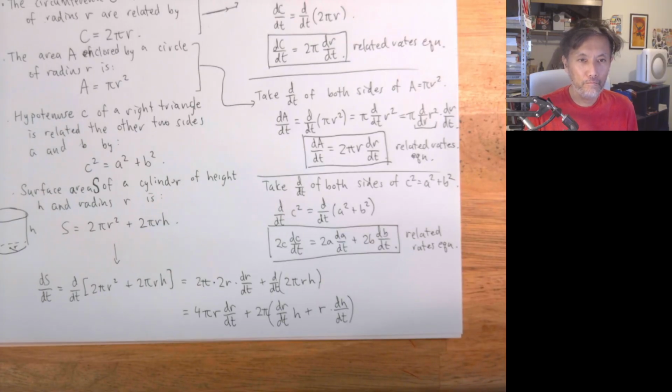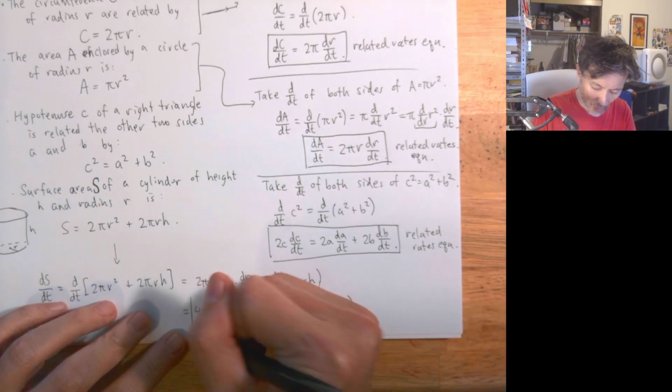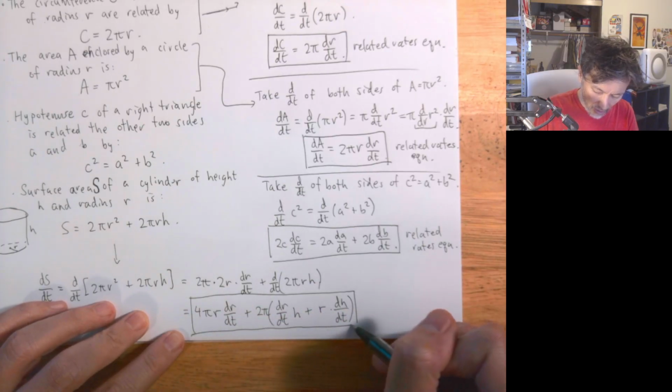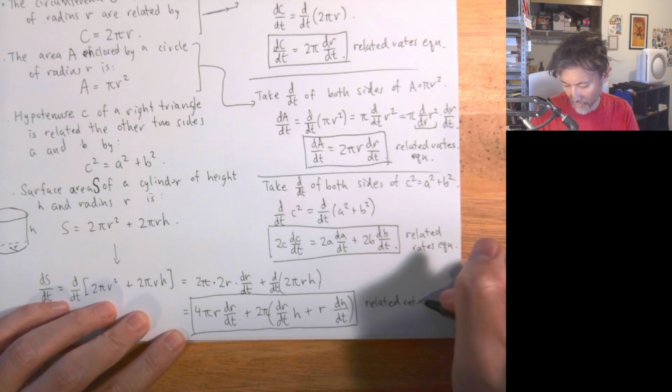Okay? All right. And I guess we could distribute the 2π in. I'm not too worried about that. I'm just going to box this for now. And I'm going to say this is our related rates equation for the surface area.